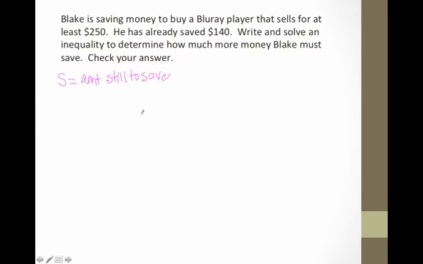So I know that I'm going to have to save at least, which means it's got to be greater than or equal to $250. But I've got $140 already. So to that, I'm going to have to add some amount I still have to save, and that amount is going to be greater than or equal to $250. Well, I can solve as I would any other equation. I end up with the amount left to save has to be greater than or equal to $110. And again, I could graph that.